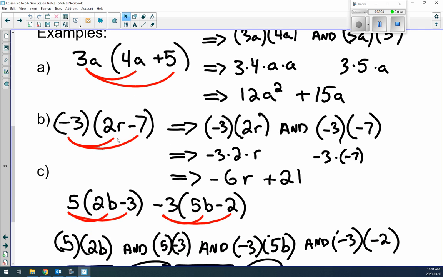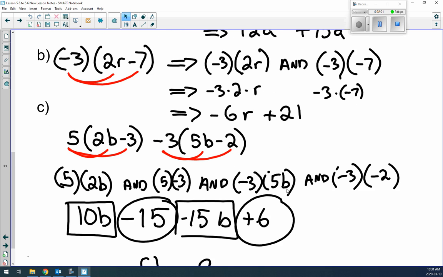Okay, look at the next one here. Negative 3, the monomial, times 2r minus 7. There's your binomial. So negative 3 times 2r gives you your negative 6r. And negative 3 times negative 7 gives you your positive 21, because the negative times the negative is a positive.